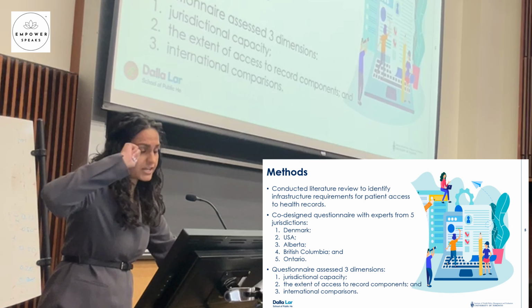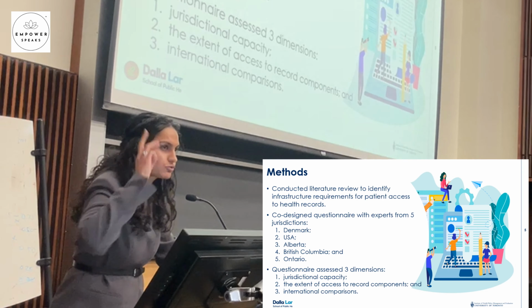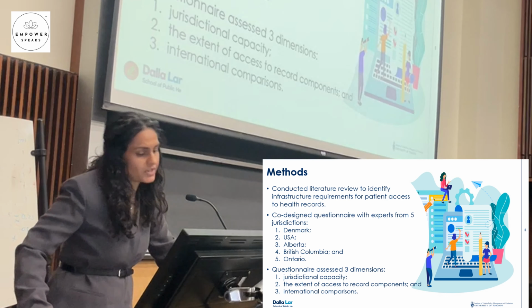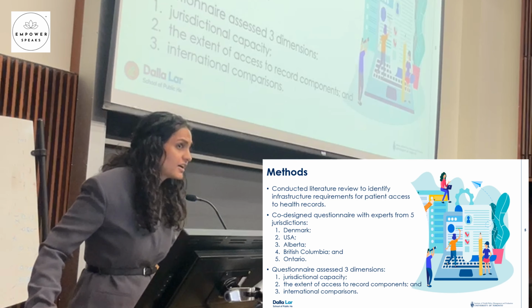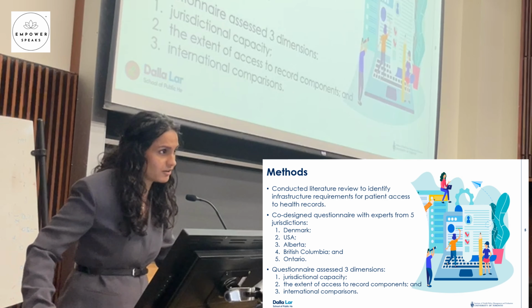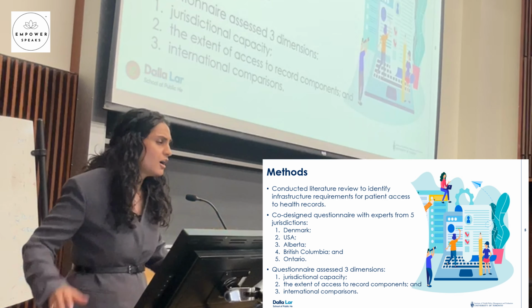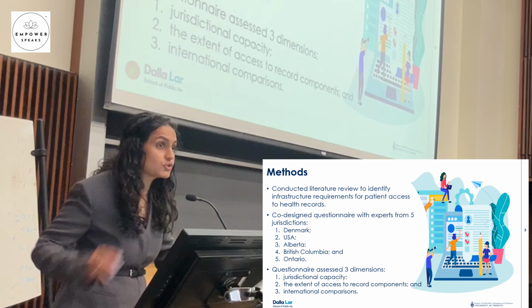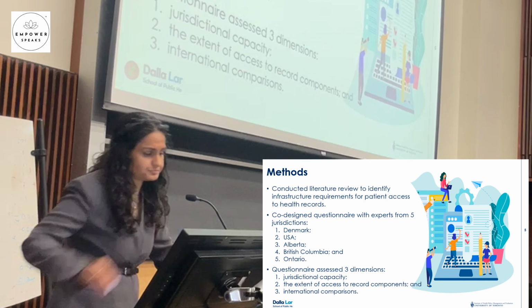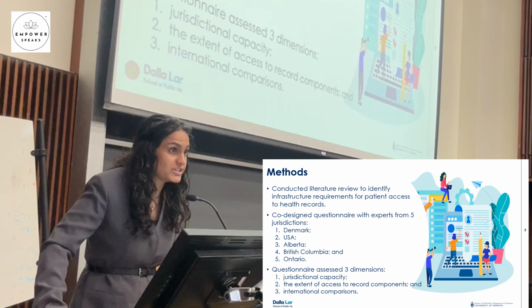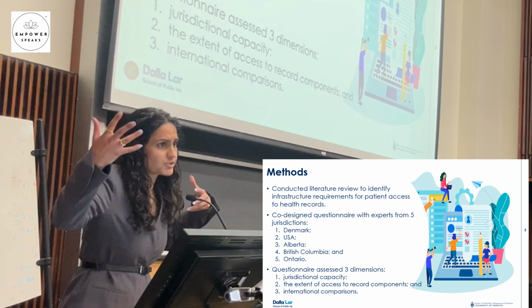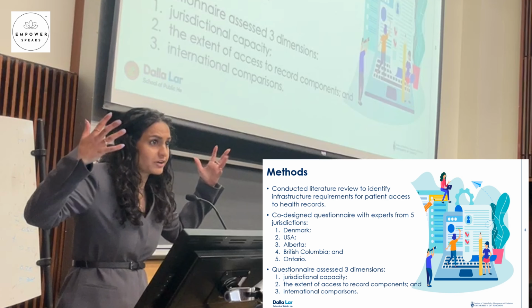Okay? And so in this questionnaire, there were 3 dimensions, 3 areas that we focused in on. The first one being jurisdictional capacity. Every area is different. You want to be aware of that, right? So you're cognizant. A lot of the time people say you're comparing apples and oranges, okay. But you need to figure out which are the apples, which are the oranges, so you can learn from each other. Okay, the extent of access to record components, right? Like I listed earlier, lab results, your medications, you name it, okay?